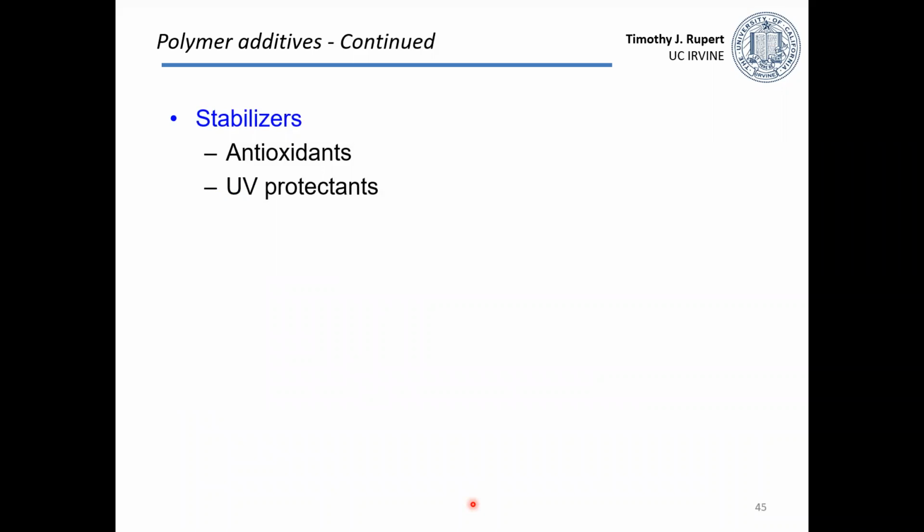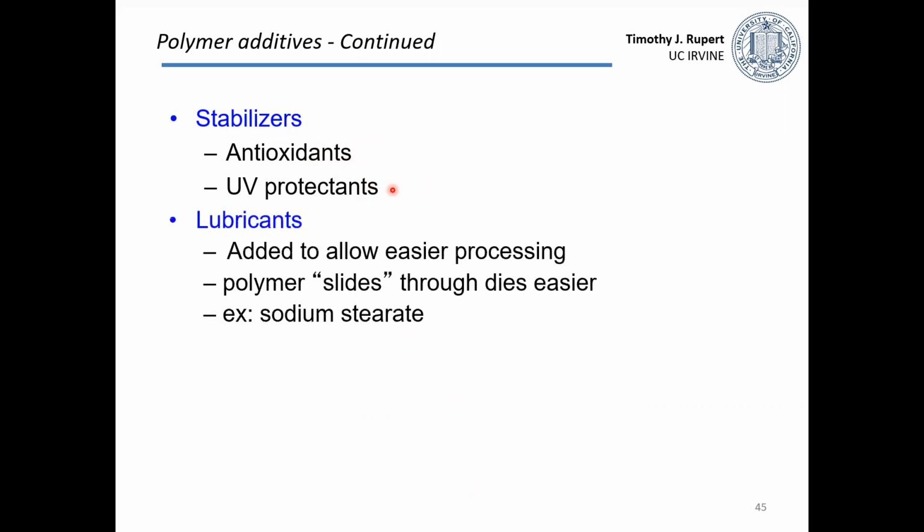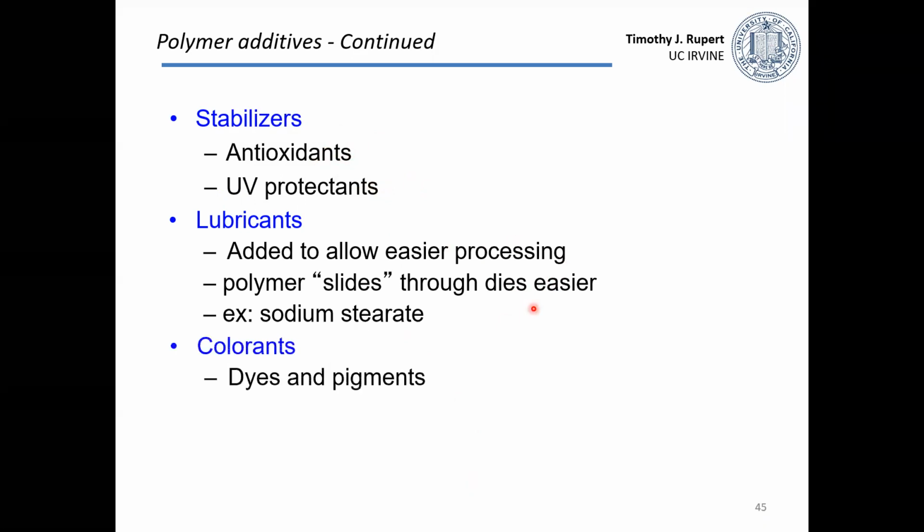There's lots of different examples. I'm just showing a few here on the slide. You can add in what are called stabilizers. So these can be things that resist oxidation or protect you from UV light. So polymers, if they're put under UV light, the UV light can actually destroy some of those bonds. This isn't typically something we worry about with metals and ceramics. You can also add in things like lubricants. So this makes your polymer easier to process. You can have it slide through a die easier.